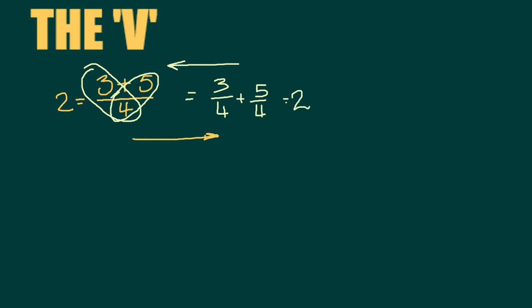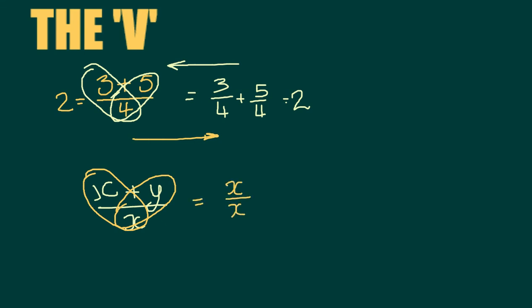So let's try it with a bit of algebra. So say I have, let's even do some mixed terms here, x plus y divided by x. Why not? Using the V then, I'm going to consider this as a fraction and also this, giving myself this kind of V shape and helping me obey the rules of mathematics here. So that gives me x divided by x and then y divided by x.